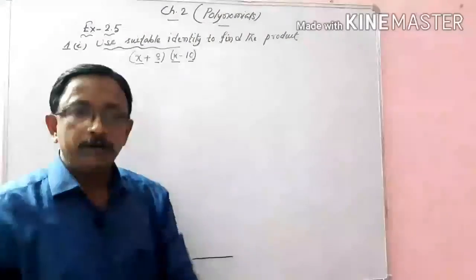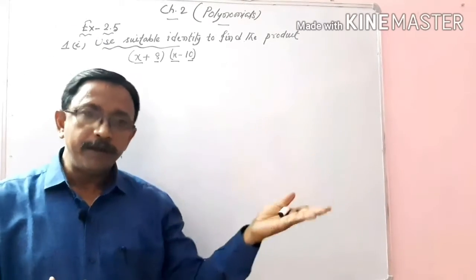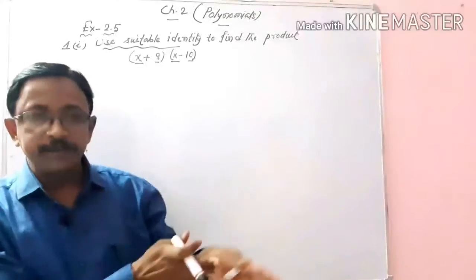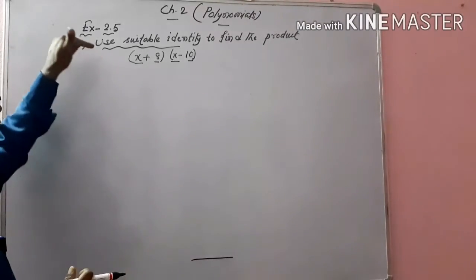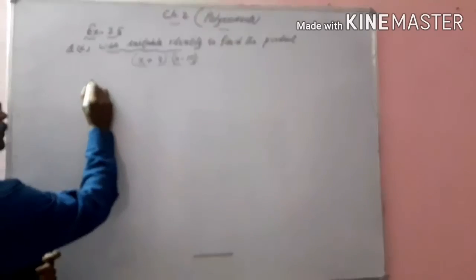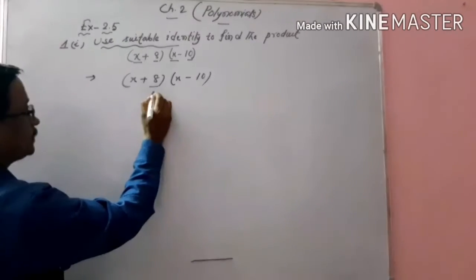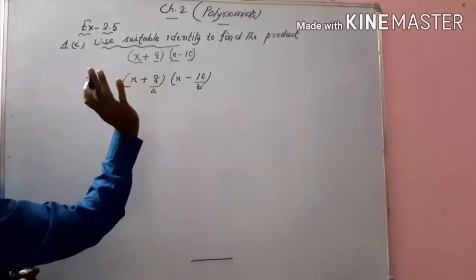In my last video, I showed different types of identities. I even verified how the left hand side and right hand side are equal. But today I am showing how to apply this identity. In this case, you see x plus 8, x minus 10. First you write the question (x plus 8)(x minus 10). We consider 8 as A and minus 10 as B, and x remains x.